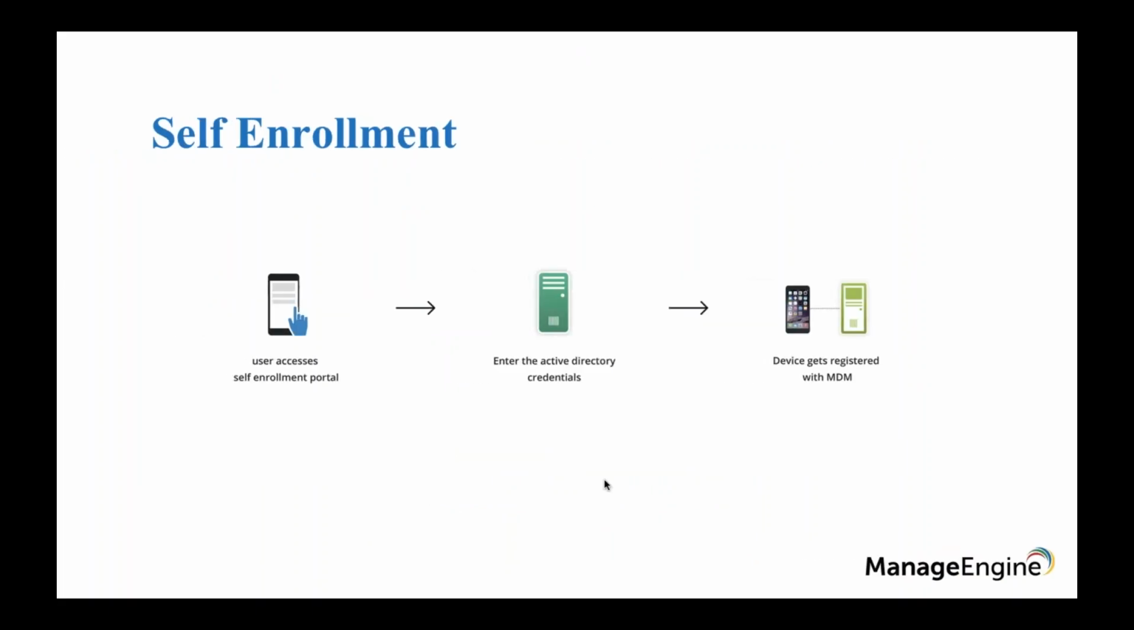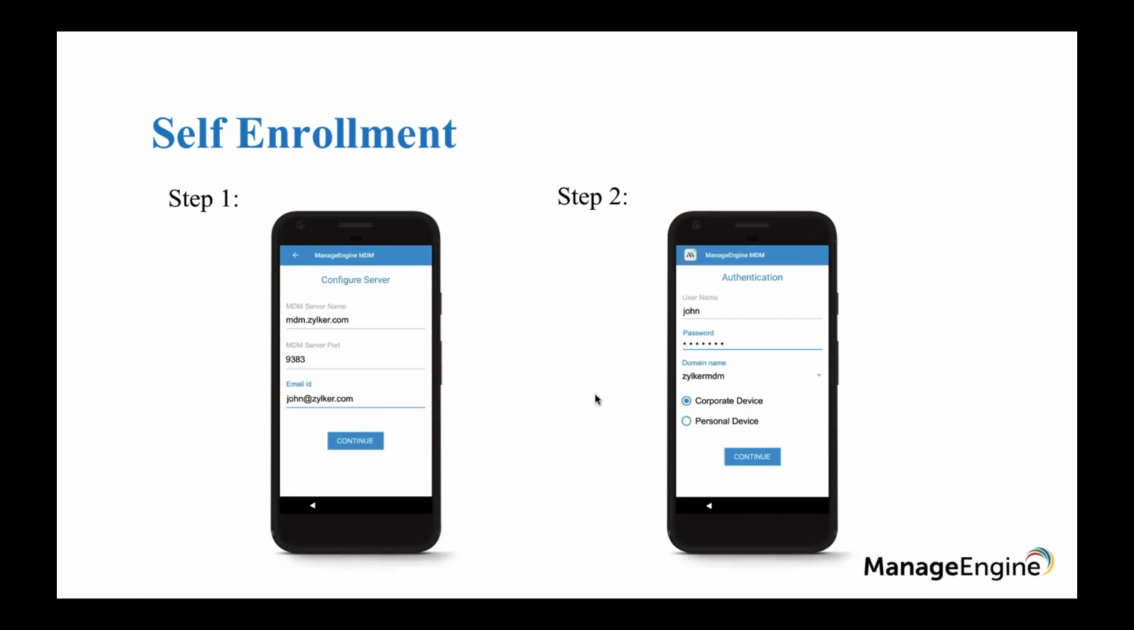Now I will show you how we can enroll an Android device into our organization. I have taken an Android device and I have accessed the URL that was there in the self-enrollment portal. Once I have done that, the first step is I need to add the server details. These server details are the ones that are managing these devices. Once this has been completed, our next step is to provide the Active Directory credential of the user. I have provided my username and password and other details like whether this device is owned personally or by the organization. Once I click on Continue, the device gets enrolled with MDM.